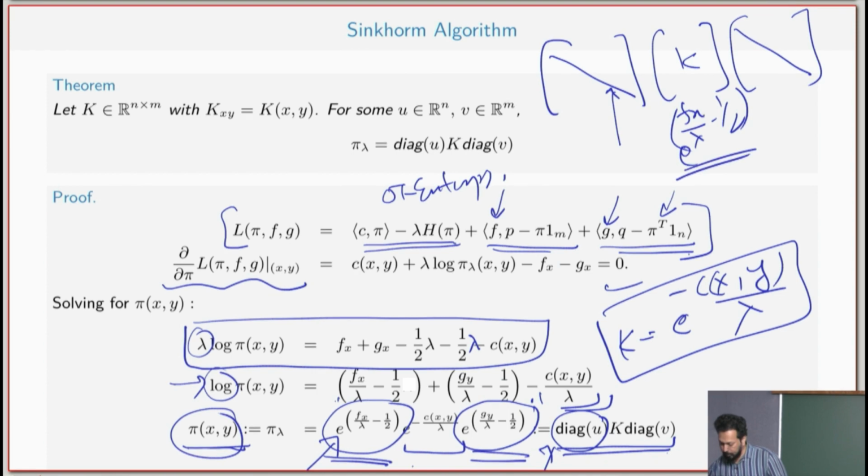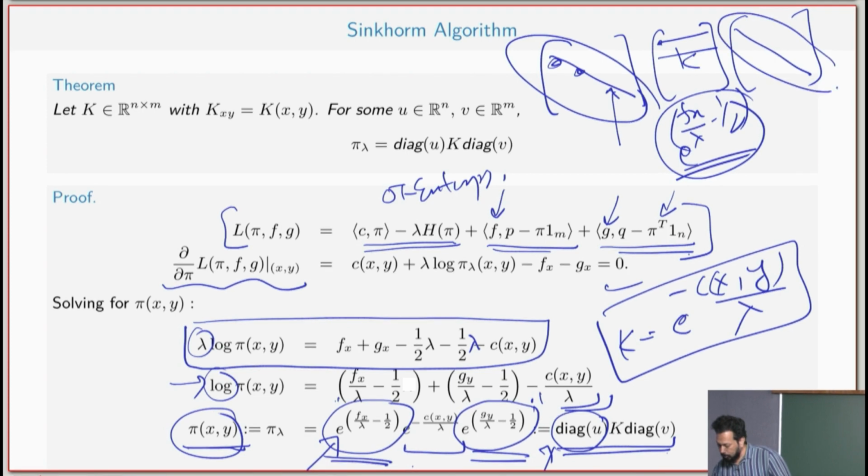So this is just however many x you have. Basically this is a vector, but the way it is getting multiplied is that this guy is getting multiplied with this row, and this guy is getting multiplied with this row. So that's why we have to make it a diag, to make it equivalent to this. So u is this guy, and v is e to the g y by lambda minus half. So this is our v.